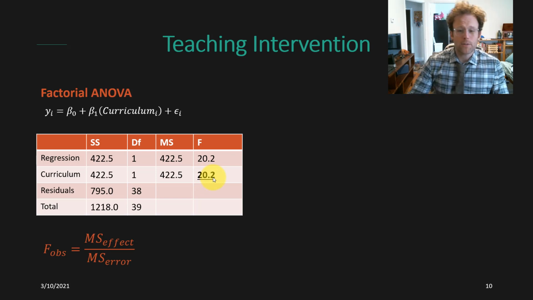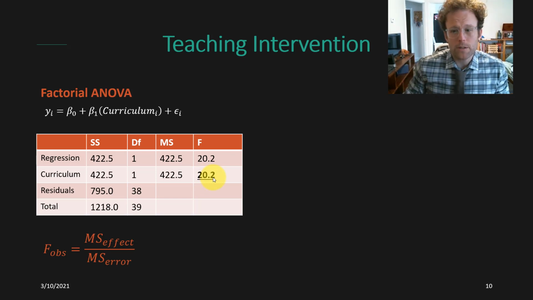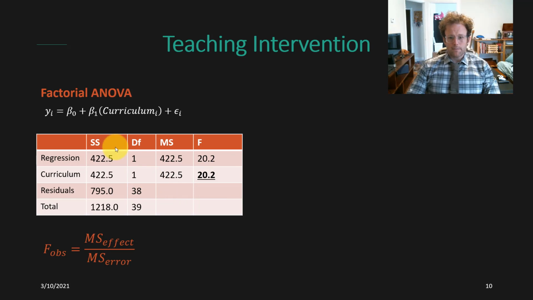So we have an F value of 20.2, which is a pretty large effect, because what we're saying is the variance explained by which curriculum you received is about 20 times larger than the residual variance per parameter. Now, let's consider this if we actually treated this as a factorial ANCOVA.